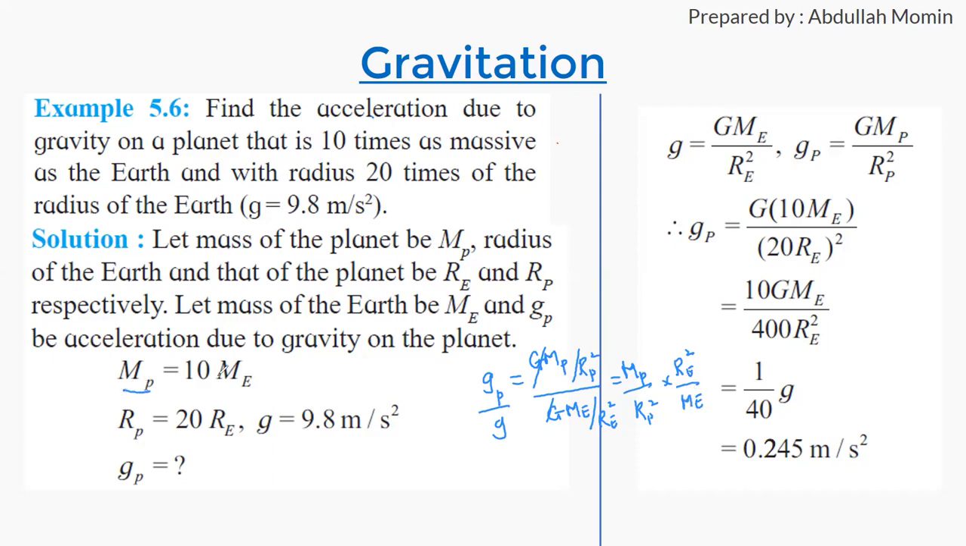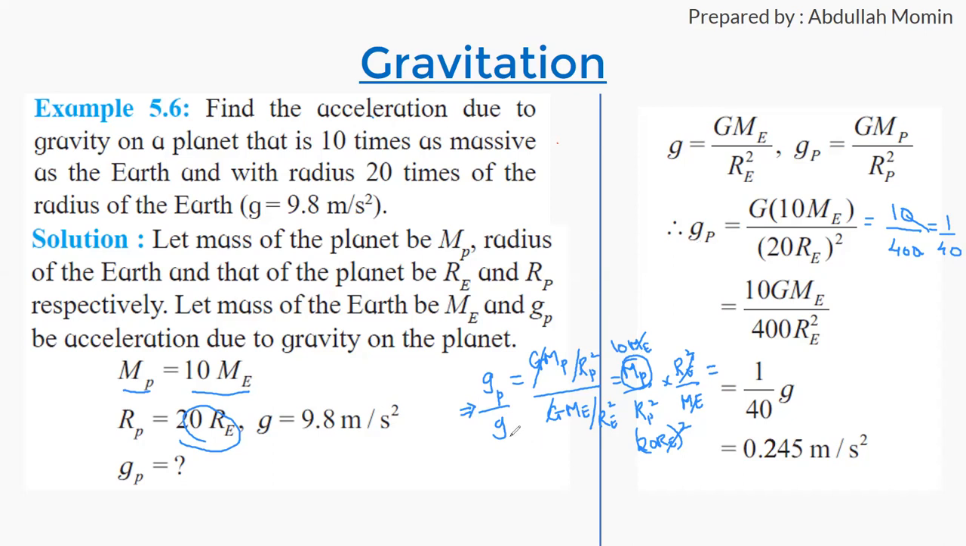Now Mp can be written as 10 times Me. So instead of Mp we will write 10 times Me, and instead of Rp we will write 20 times Re, whole squared. So this Me gets cancelled, this Re² gets cancelled. So we will get 10 divided by 20² means 400. So we will get 1 by 40, which is the ratio of gp upon g.